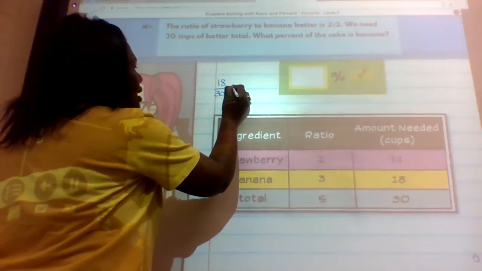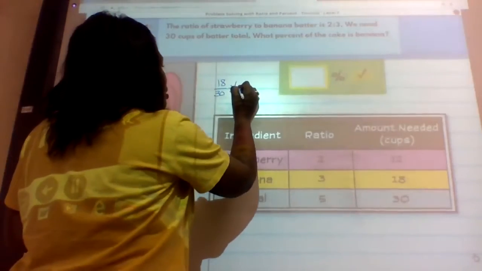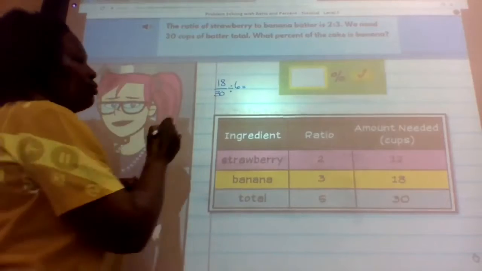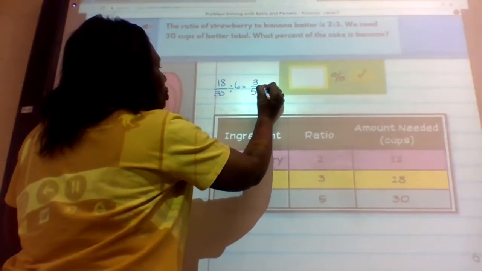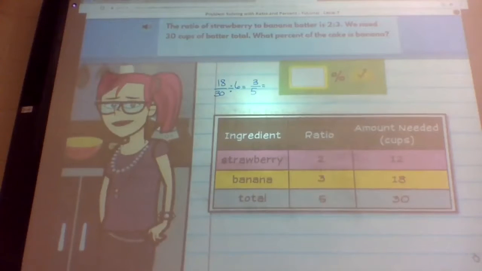What can we reduce 18 and 30 by? What can go into 18 and 30? 6. Okay. So 18 divided by 6 is what? 3. 30 divided by 6 is 5. Now 3 out of 5 is what percent?